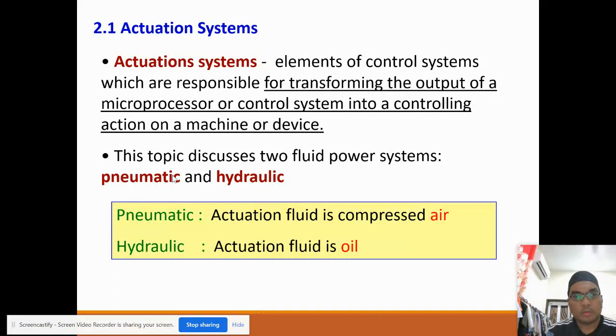This topic will discuss two fluid power systems, which are pneumatic and hydraulic. Basically, pneumatics is where the actuating fluid is compressed air. And hydraulic is where the movement comes from the oil, the direction of the oil to move the actuator system.